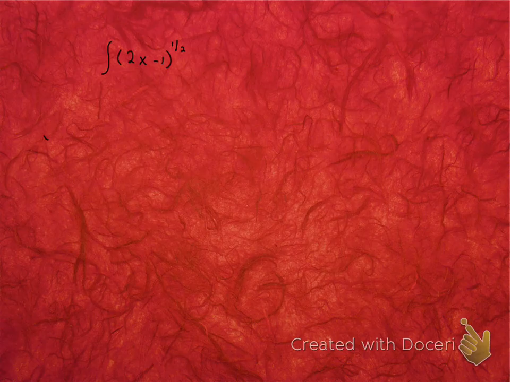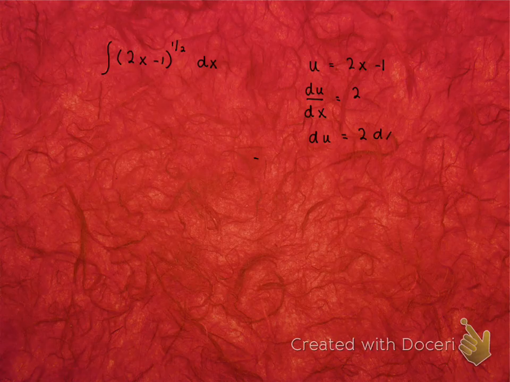Remember, you do not have an integration rule to integrate a square root, a cubed root, whatever. You have to write it with a power. So the square root of 2x minus 1 is the same thing as 2x minus 1 to the 1/2 power. So we're going to come over here and we are going to pick our u. And du dx equals 2, and du equals 2 dx.